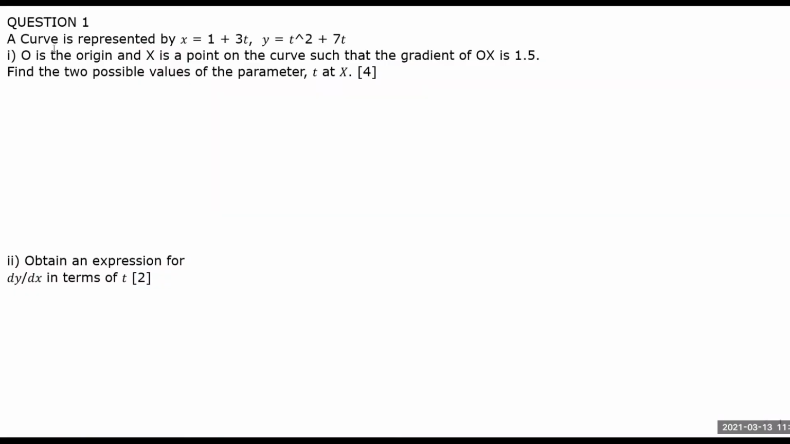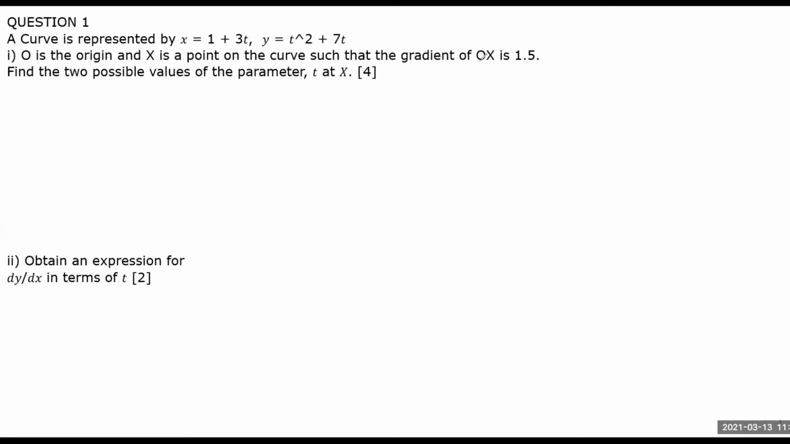And this question says a curve is represented by x is 1 plus 3t and y is t squared plus 7t. O is the origin and X is the point on the curve such that the gradient of OX is 1.5. So the gradient from O to X is 1.5. Find the possible values of the parameter t at X.